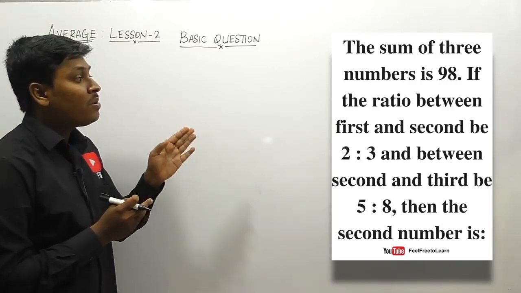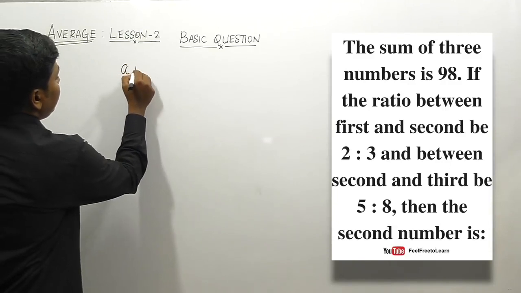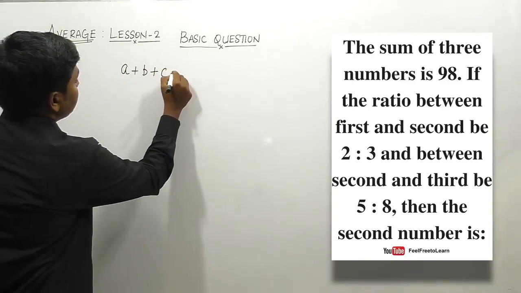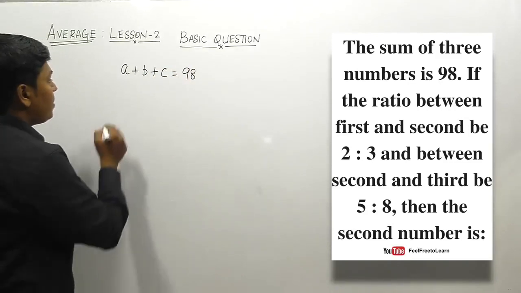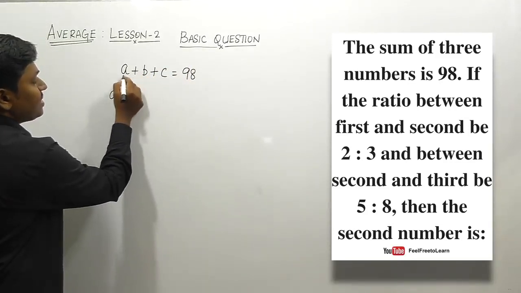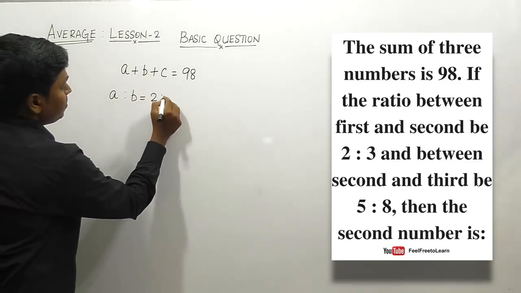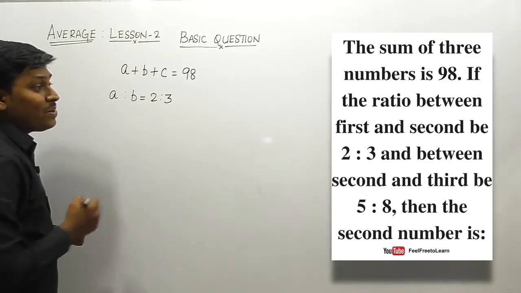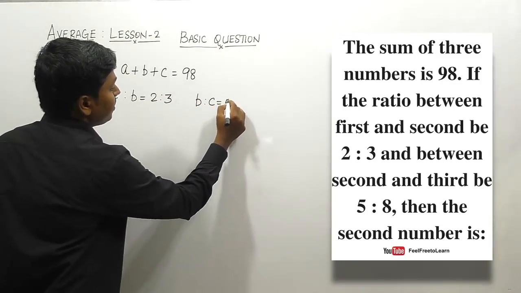Listen here friends, the sum of three numbers is 98. Let me assume that the three numbers are A, B and C. So the sum of the three numbers is 98. The ratio of the first and second number is 2:3, and the first and second numbers are A and B, so the ratio of the first two numbers is 2:3. And the ratio of the second and third number is 5:8, that is B is to C is 5:8.